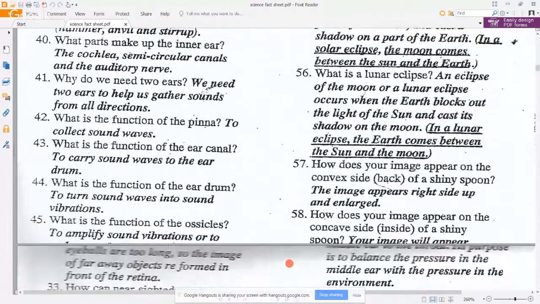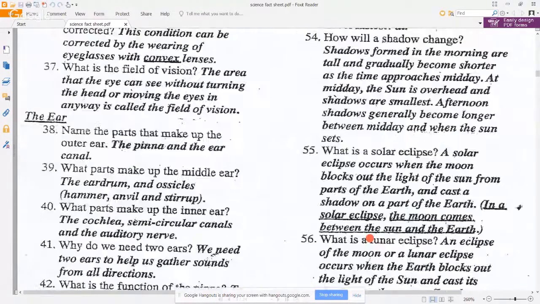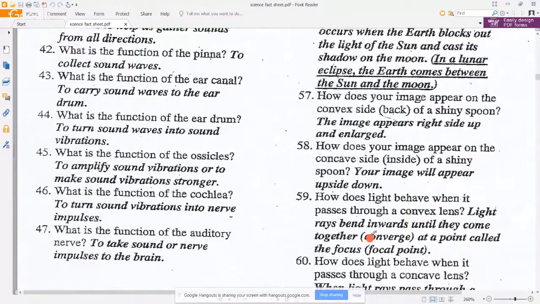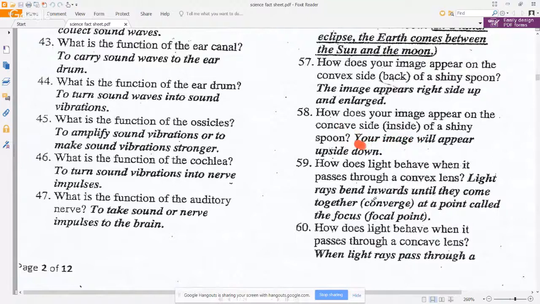57. How does your image appear on the convex side, that is the back of a shiny spoon? The image appears right side up and enlarged. And we did this in class. 58. How does your image appear on the concave side or the inside of a shiny spoon? Your image will appear upside down.